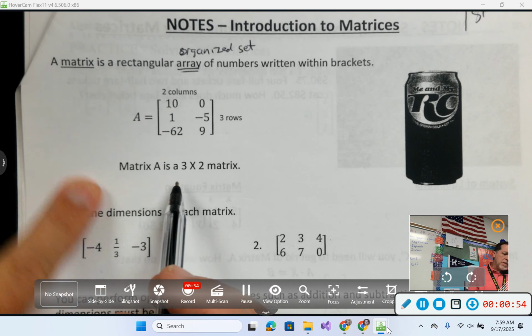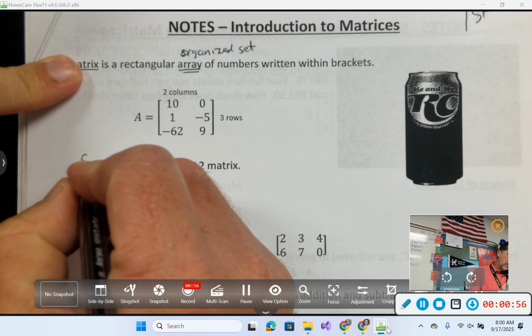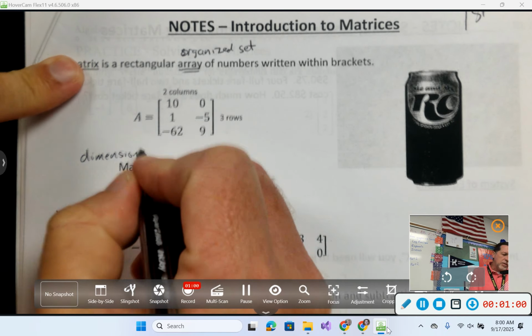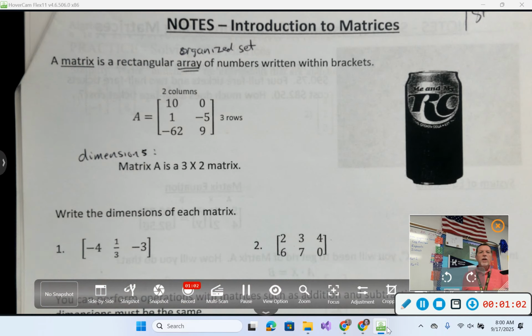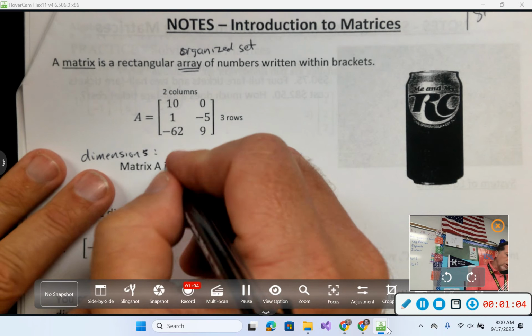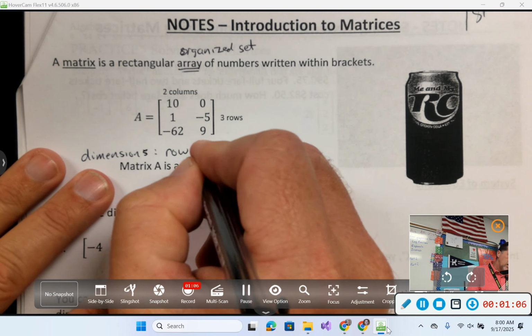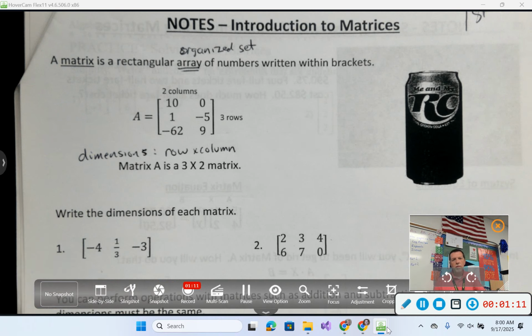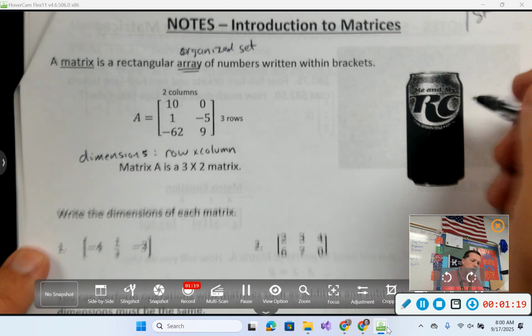When we give the dimensions of a matrix, the dimensions, plural, is always rows by columns. How many rows there are, how many columns there are. Hence the picture of the RC cola over there. Row, column.